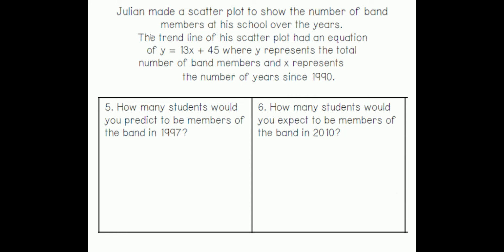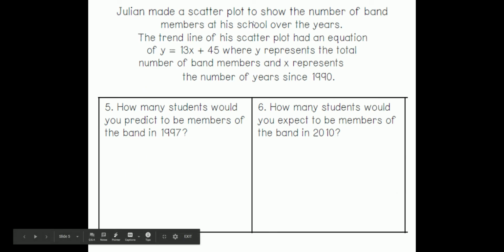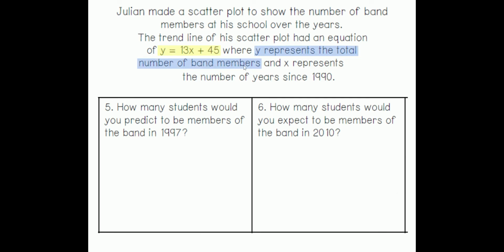So let's look at another story. Julian made a scatter plot to show the number of band members at his school over the years. The trend line of a scatter plot had an equation of y equals 13x plus 45, where y represents the total number of band members and x represents the number of years since 1990. This is kind of a confusing one because it's not how most of us are used to looking at a graph. You're going to have to do some extra calculations.